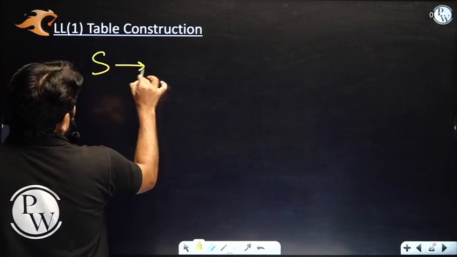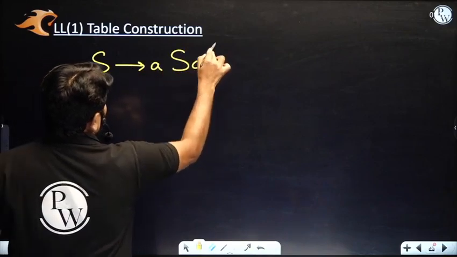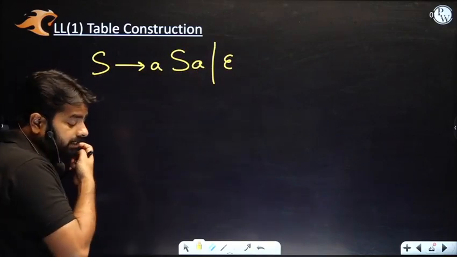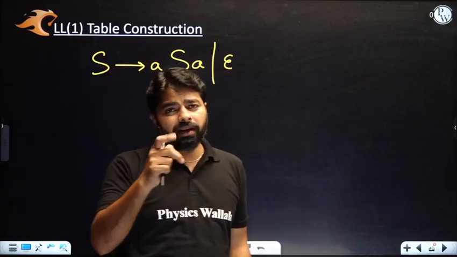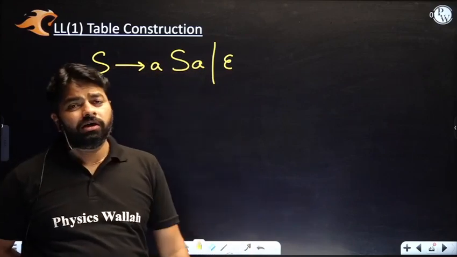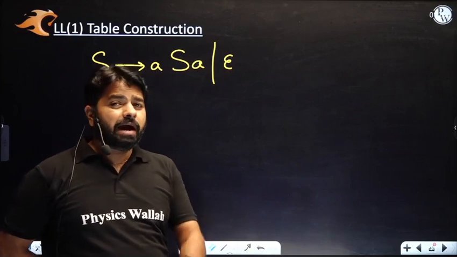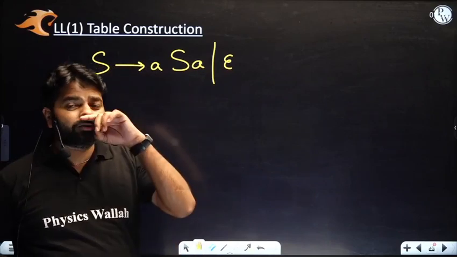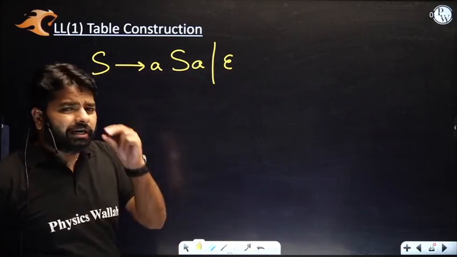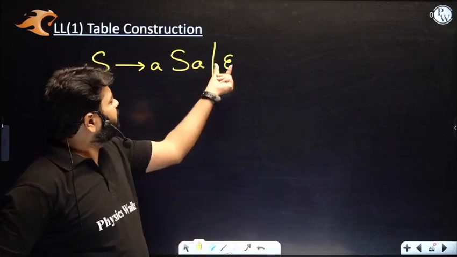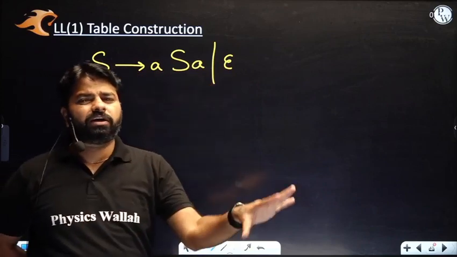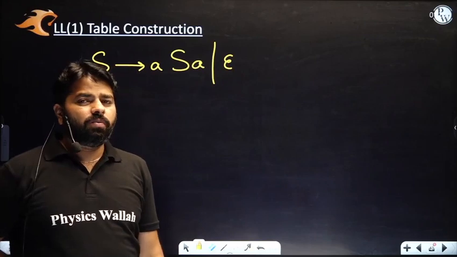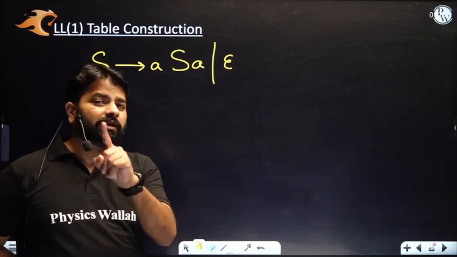S derives A S A or epsilon. If you try to observe left recursion, there is no left recursion. If you try to observe any ambiguity, there is no ambiguity here, so it is an unambiguous grammar. If you try to observe common prefixes, this is epsilon, this is A, no issue with the common prefix. Now, still it is not LL1.